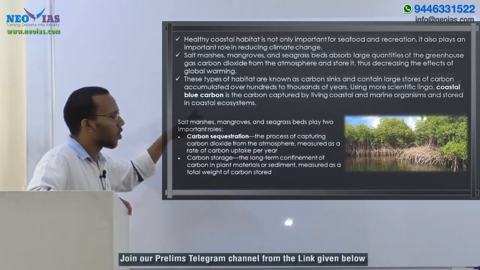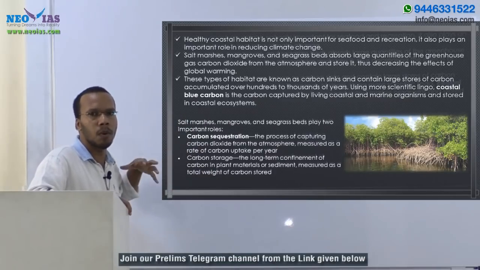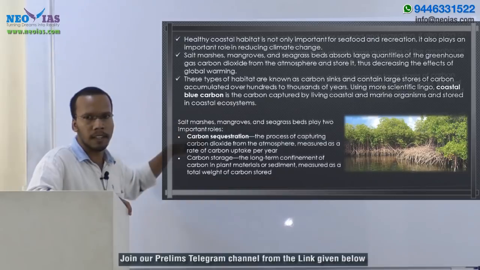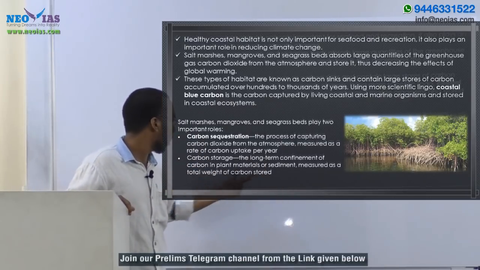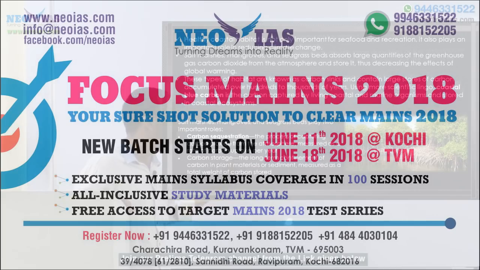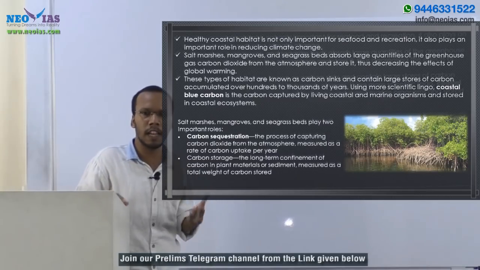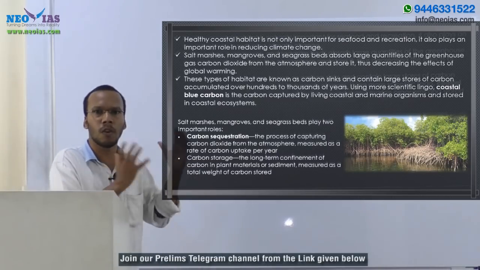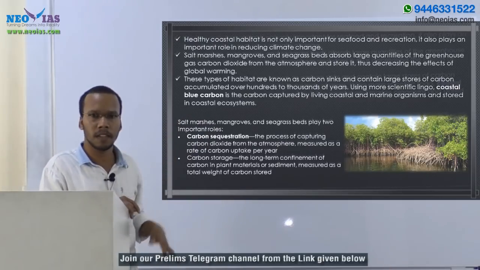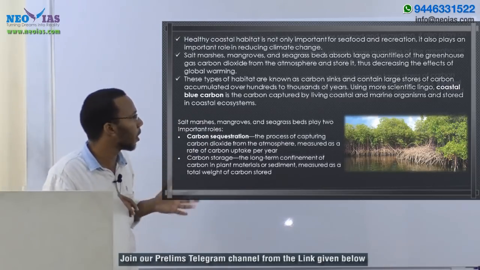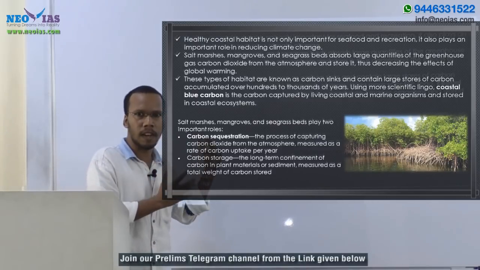So whatever carbon is sequestered will be stored in the body of the mangroves or seagrasses, right? Carbon storage means the long-term confinement of carbon in plant material or sediment, measured as the total weight of the carbon stored. So that is known as carbon storage. Carbon sequestration as well as carbon storage is done by these coastal wetlands, that means the salt marshes, mangroves and seagrass beds. Okay, so these are the main points regarding coastal wetlands and mangroves.